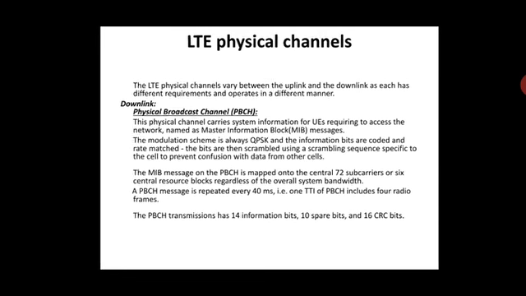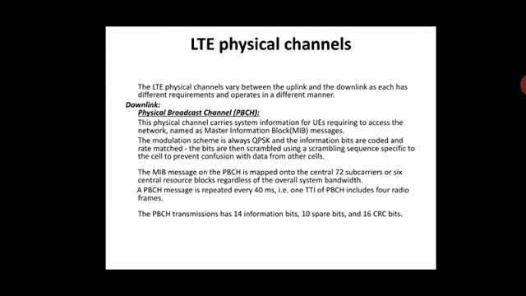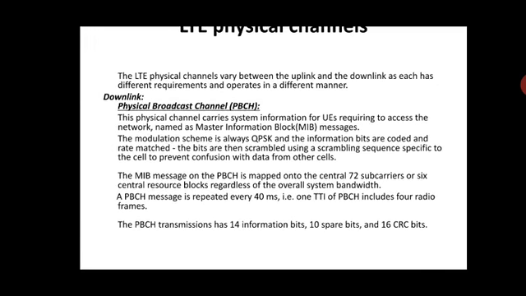Now here we'll see the physical channels, as we saw in the previous class. The physical channels are divided into different categories, that is downlink and uplink. In downlink, the first channel is the broadcast channel. It is a channel that carries information for user entities that is required to access a network, named the master information block messages. This is the broadcast channel.